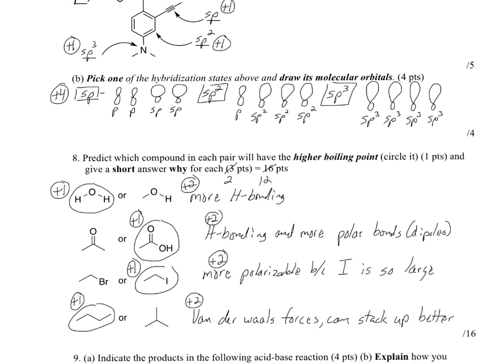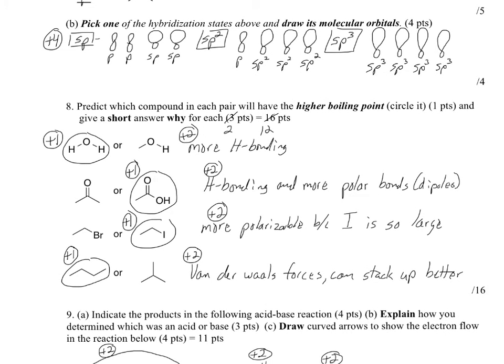So now we're talking about boiling points. Predict which compound in each pair will have the higher boiling point, and give a short answer why. So here we have water versus methanol. Water is capable of doing more H bonding. There's 2 OHs versus 1, so it's a higher boiling point, a stronger intermolecular force.